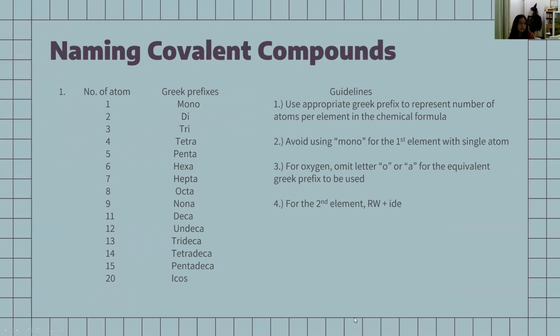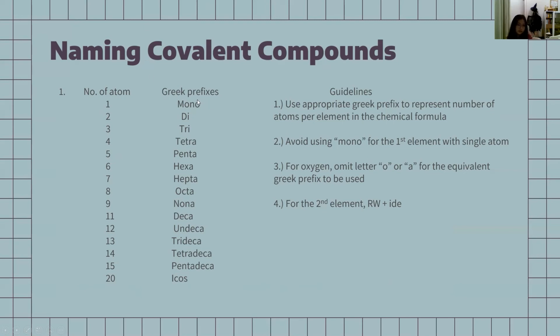Now, we're going to name covalent compounds. So, it has Greek prefixes depending on the number of atoms. So here 1 is mono, 2 di, 3 tri, 4 tetra, 5 penta, 6 hexa, 7 hepta, 8 octa, 9 nona, 10 deca, 11 undeca, 12 dodeca, 13 trideca, 14 tetradeca, 15 pentadeca, and so on until 20 icosa.